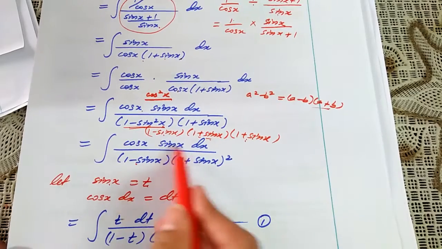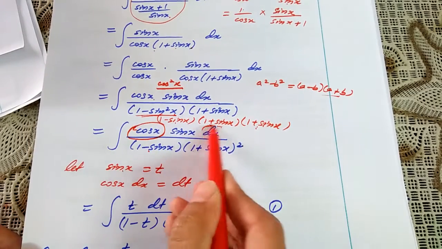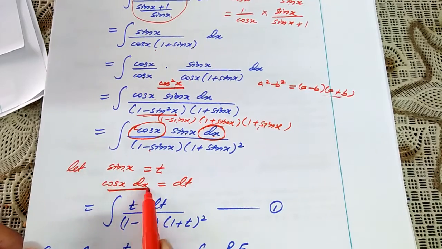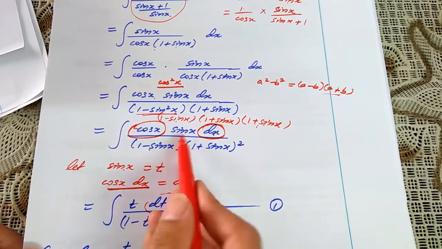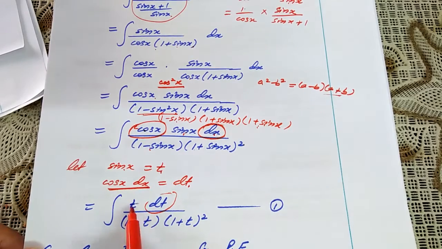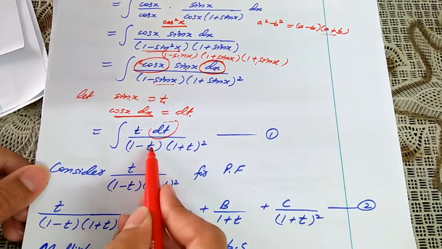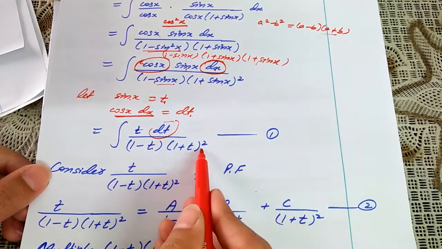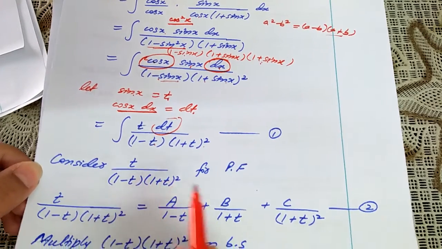Now, sin x dx. We know that cos x dx equals dt, so I have written dt here. And sin x is t, so just write t dt. This sin x is t, so the denominator will be (1 minus t) and (1 plus t) whole square. Now consider this fraction for partial fractions.